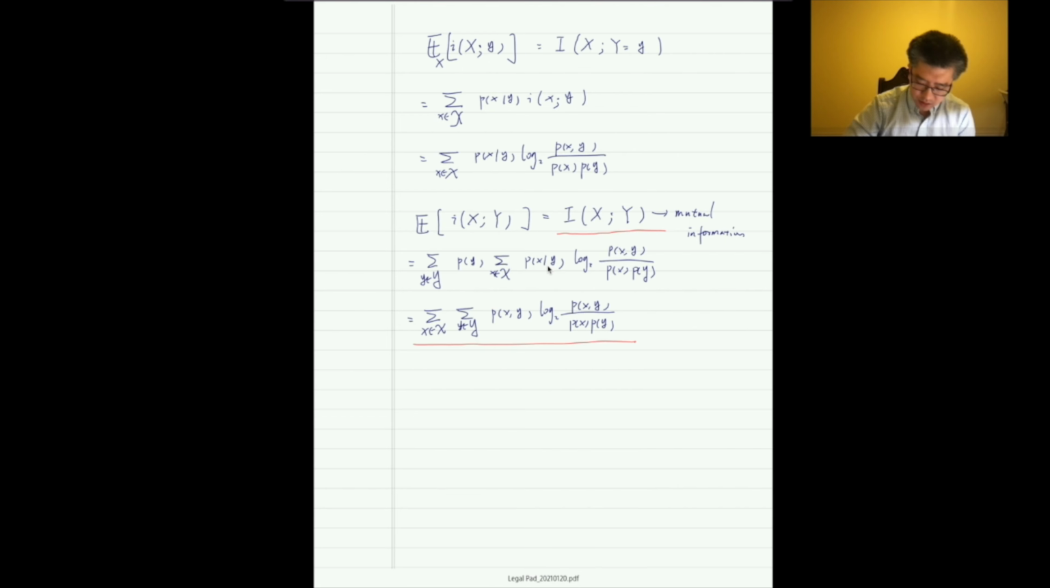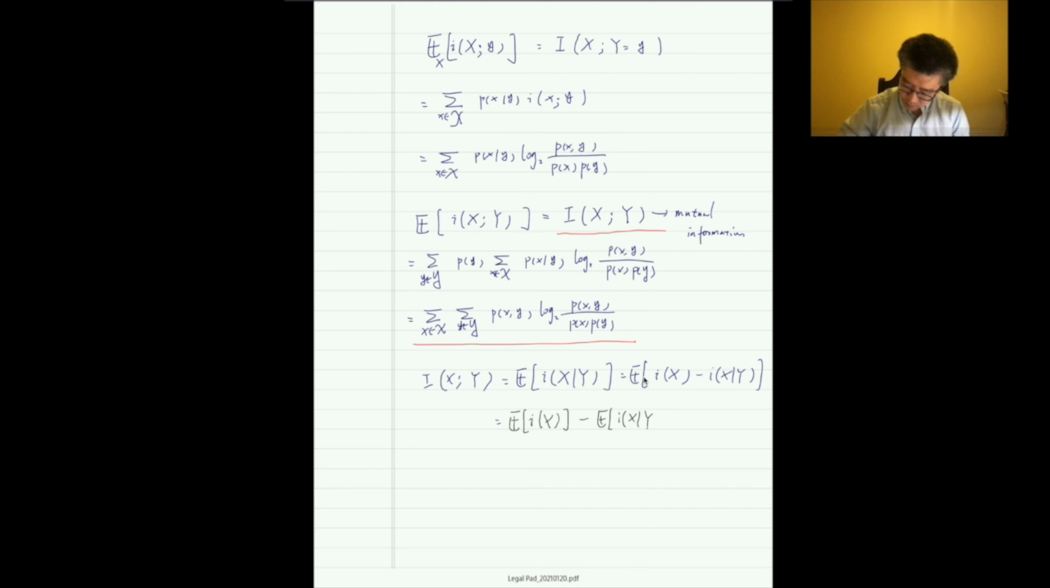In other words, we can see this more clearly from the formula. So let's recall, this quantity is nothing but the expectation of I(x given y), and if we write the definition, I(x given y) is I(x) minus I(x given y). So now let's break the expectation into two terms, with a minus between them, and both of them are something that we have defined before. If you forget, just go back.